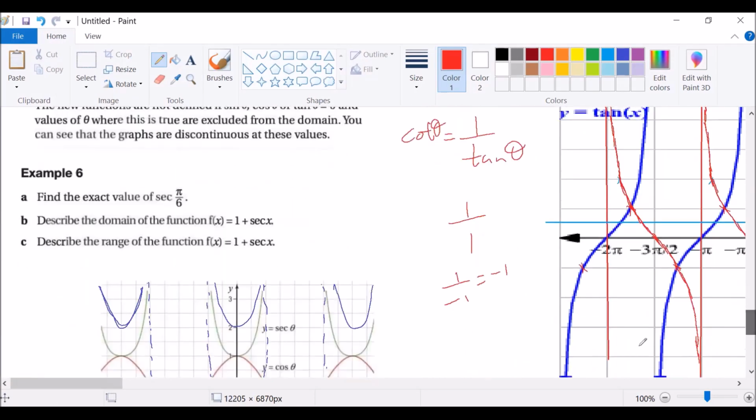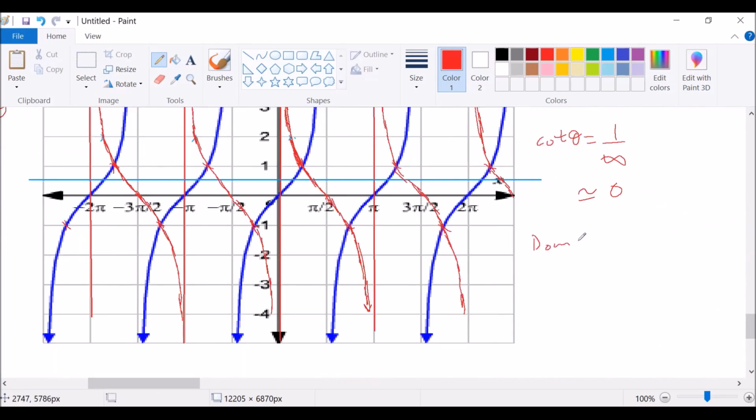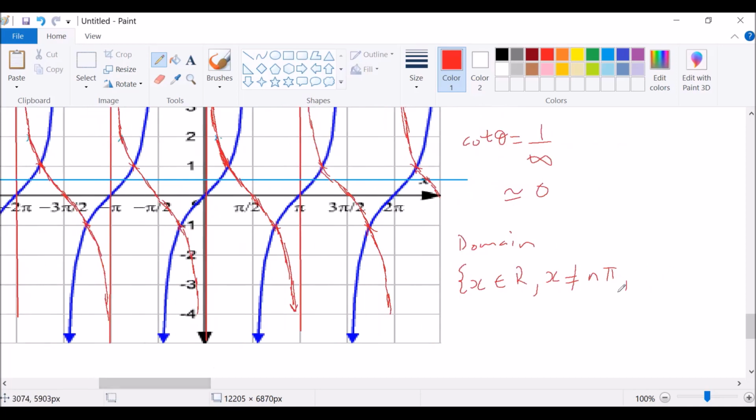Now let's look at domain and range. Domain, what x values are permissible? X is an element of real numbers. X is not equal to n pi, where n is an element of integers.